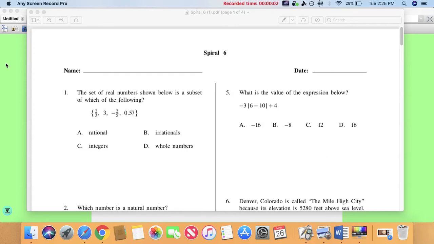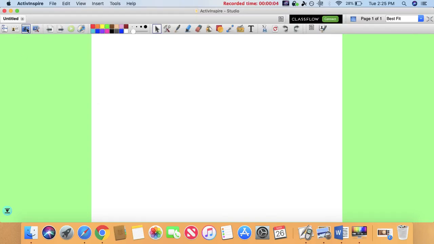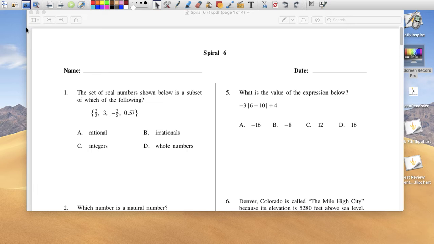Okay, so we're doing spiral 6. It is 2:25, and most parents are gone. I have a couple hours to finish this.